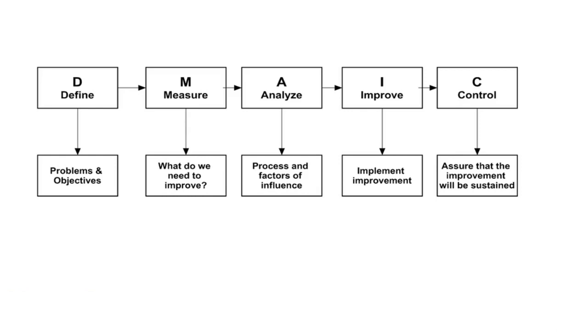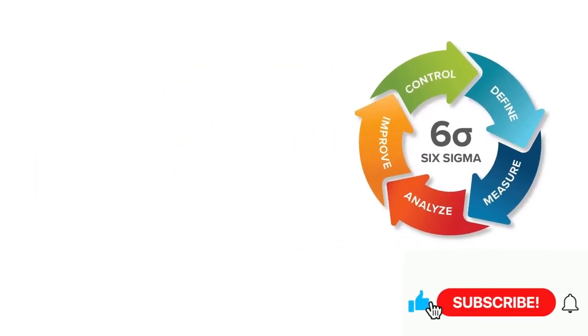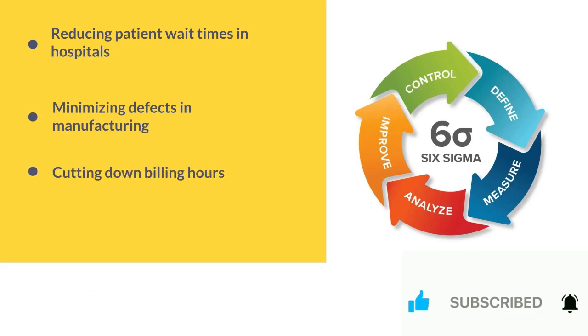So in summary, Six Sigma is a very effective methodology to improve processes and reduce deviation. A few examples where Six Sigma can be implemented are reducing patient wait times in hospitals, minimizing defects in manufacturing, cutting down billing hours, and improving guest experience in hotels, etc.